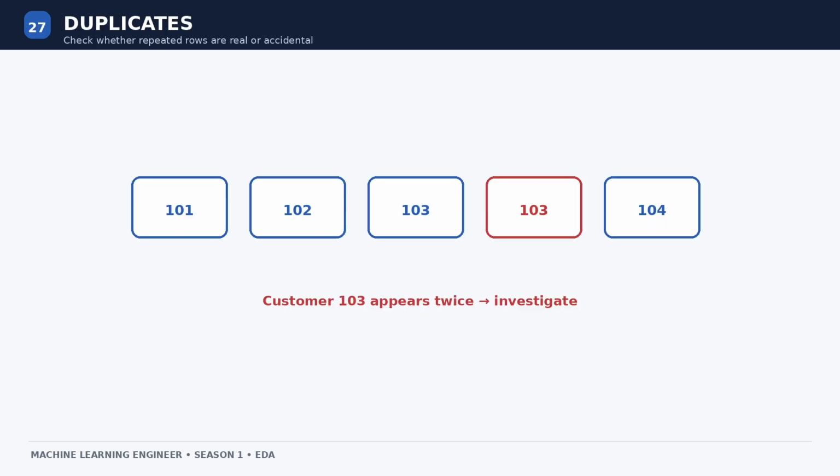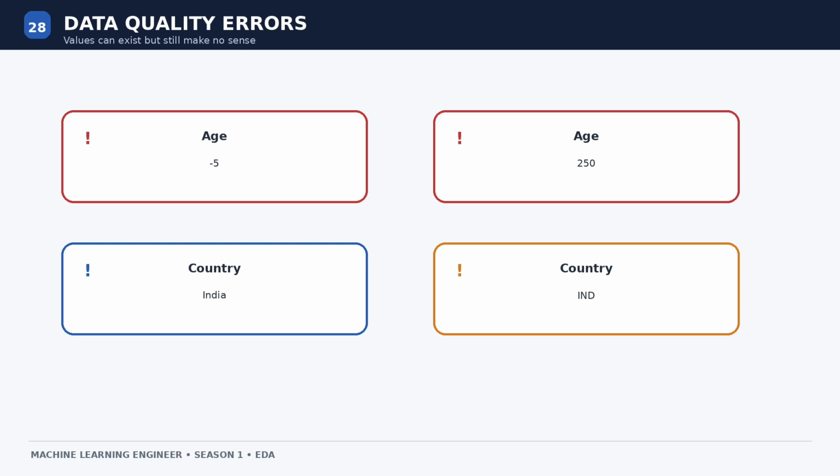EDA also helps us identify duplicate records. Duplicates can happen because of data ingestion problems, repeated transactions, or system errors. But again, we shouldn't blindly delete duplicates. First, understand what the duplicate actually represents. EDA can also reveal values that technically exist but don't make sense. An age of -5, an age of 250, or the same category represented using different formats. These issues can silently create problems in a machine learning pipeline.